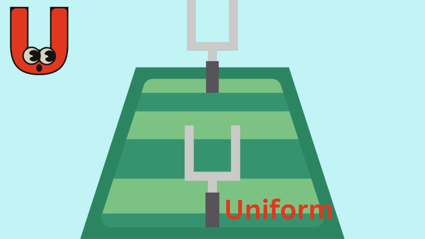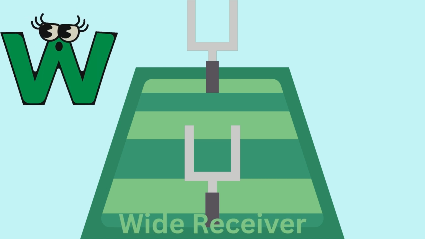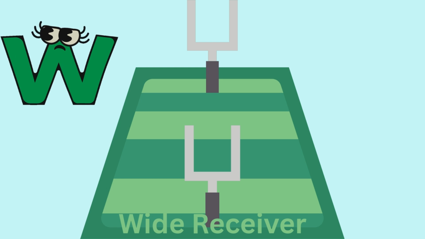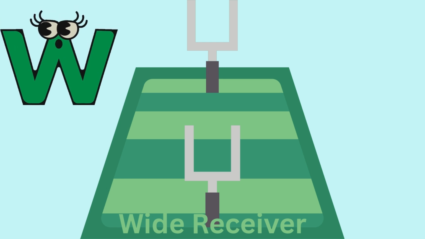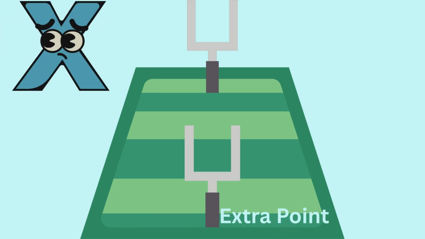Players wear helmets, pads, and uniforms. V is for victory. That means we won the game. W is for wide receiver. They catch passes from the quarterback.